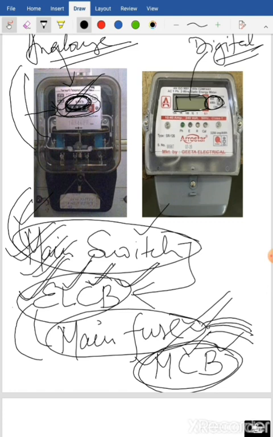Assignment number 4 is: how many wires supply electrical energy to our home? Name them and also write the abbreviation. All right, so this is it for today.